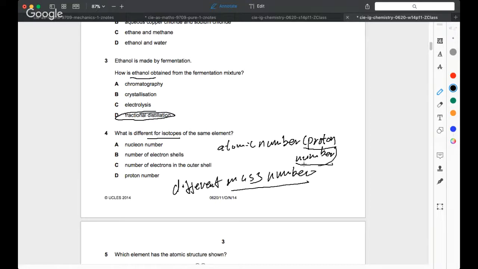So neutron number plus proton number gives you the mass number, which is also called the nucleon number. So the difference in nucleon number will give you a different mass number, and it will give you a different isotope of the same element. But however, they have the same proton number, so the difference is in the nucleon number.